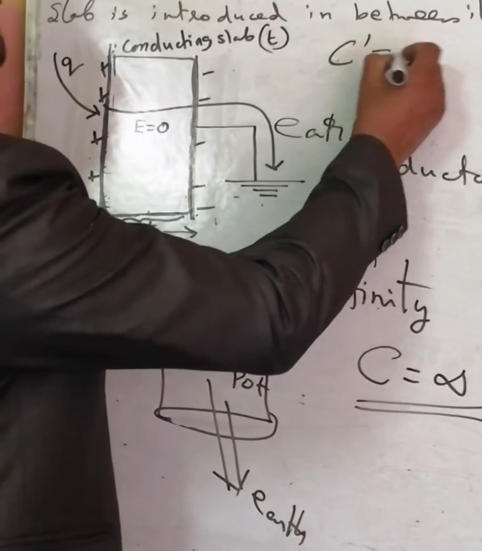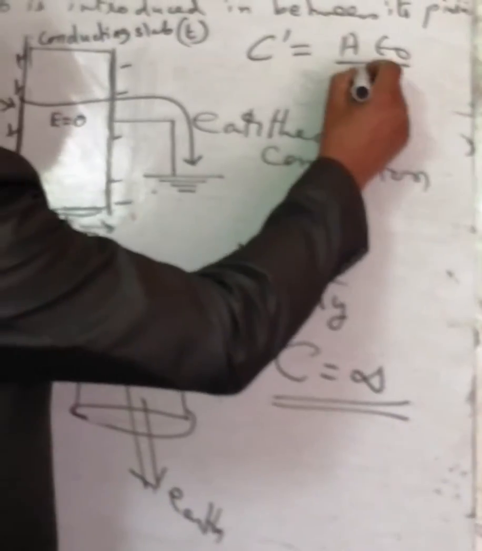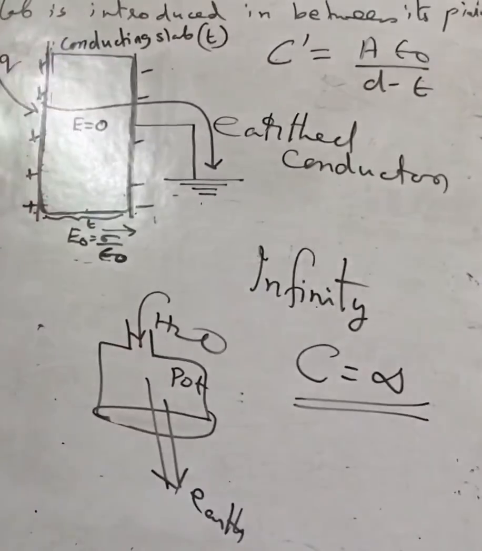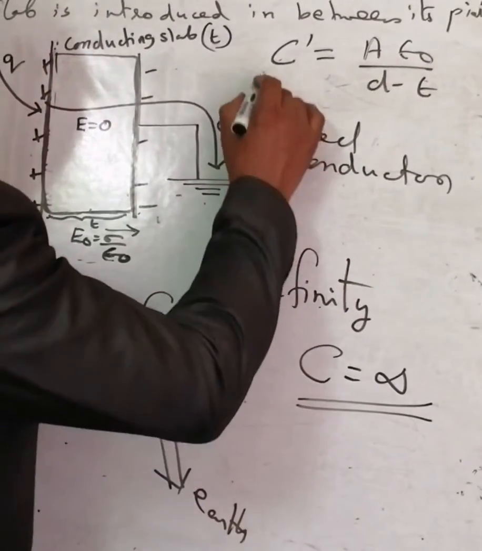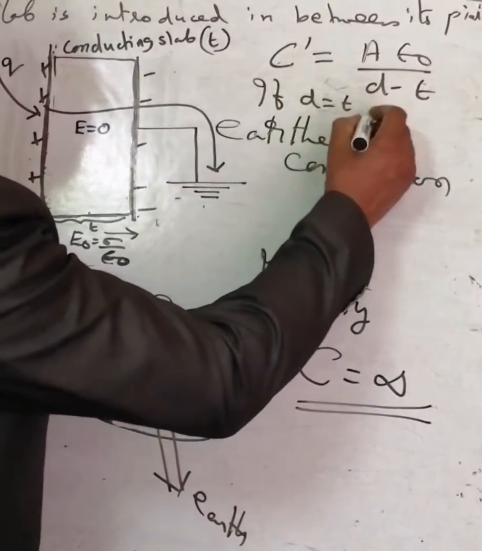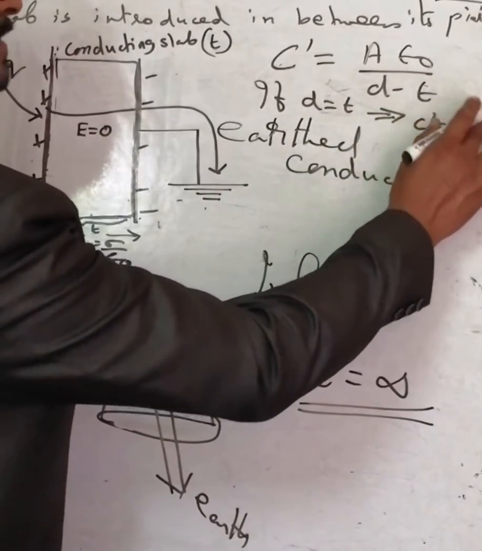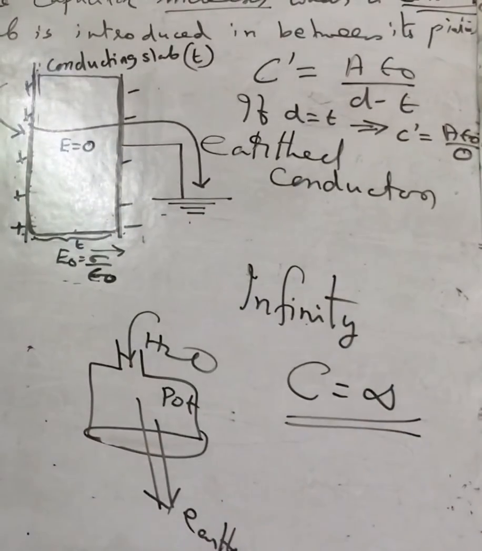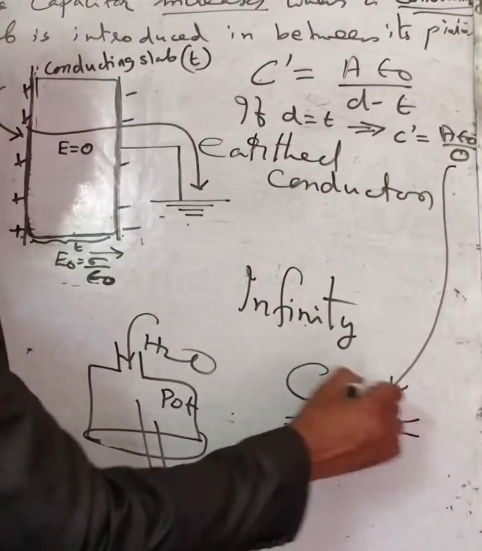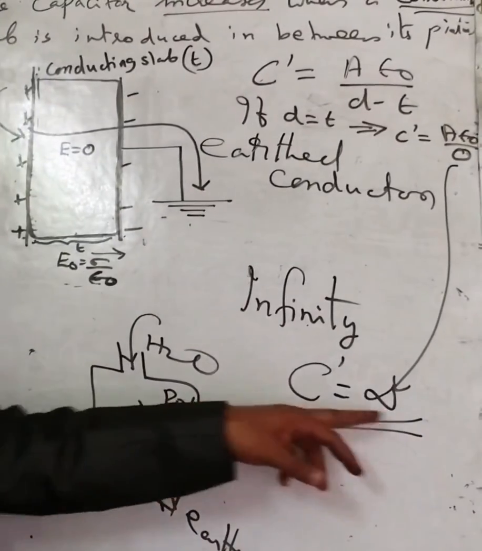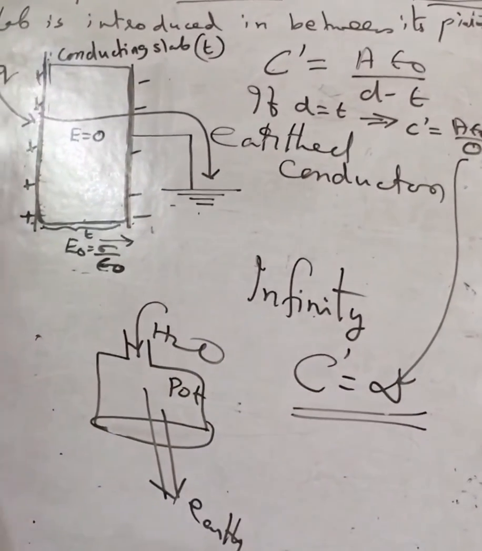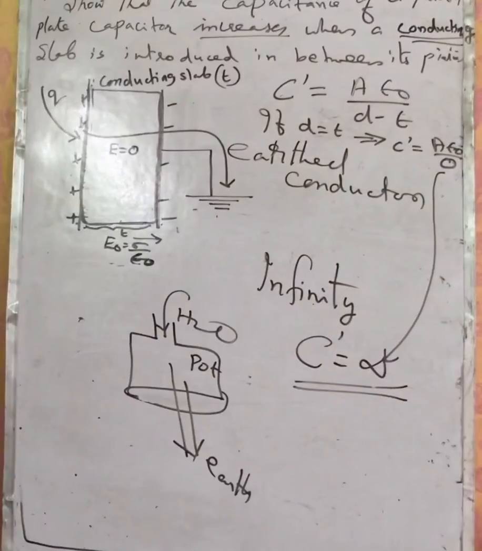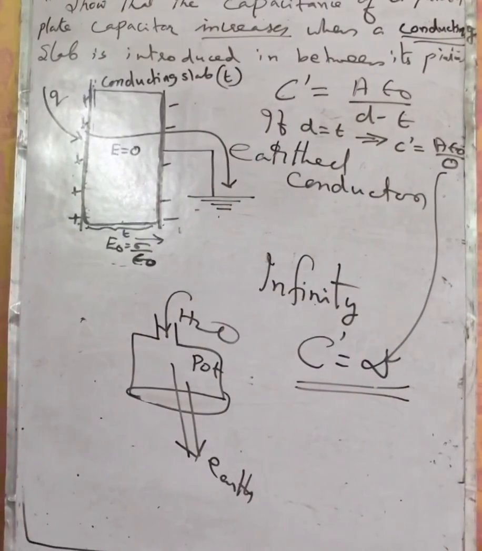Just now we proved C dash is equal to A epsilon naught by D minus T. Is it not? So if D is equal to T, what is happening? Then your C dash becomes A epsilon naught by 0, because D and T are equal. Something by 0 is called infinity. So C dash becomes infinity. Capacitance becomes infinity if a conducting slab is introduced in between its plates.